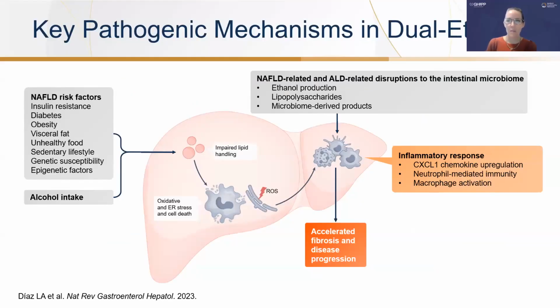So let's talk about the mechanisms when we're talking about dual etiology disease or concomitant disease. So we know there's risk factors for MAFLD. So we know insulin resistance and diabetes are really big. Having increased abdominal adiposity, an unhealthy diet, especially ultra high processed foods, a sedentary lifestyle. There's certainly a significant amount of the population that have genetic susceptibility, even when they don't have these other issues with obesity and so on. And we know alcohol intake also plays a negative role in disrupting the intestinal microbiome and causing all this inflammatory upregulation and progressing fibrosis.